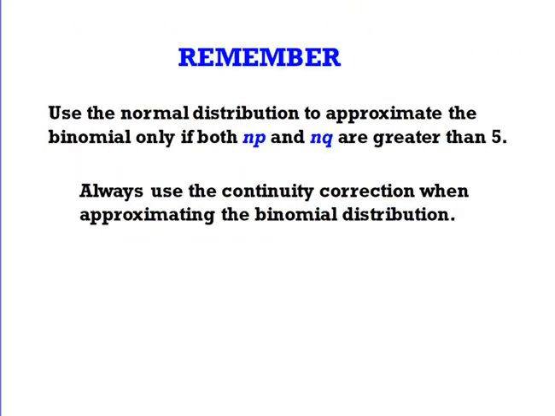Okay. Just remember to check that np is bigger than 5 and that nq is bigger than 5. Always use the continuity correction. I would suggest, like I said, draw out some rectangles, put the R value in the middle, and decide which side of that bar you're going on.